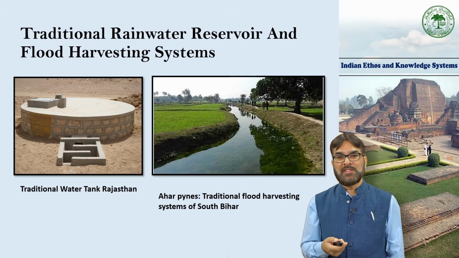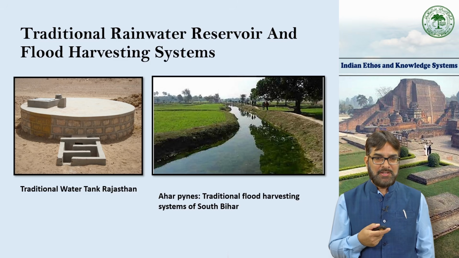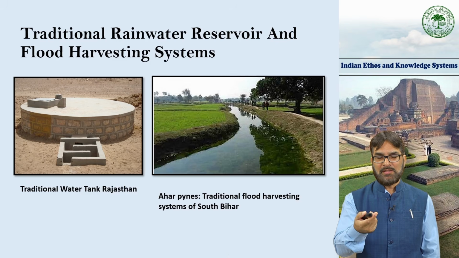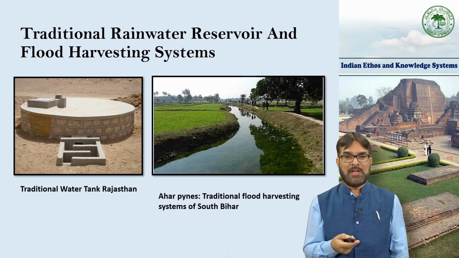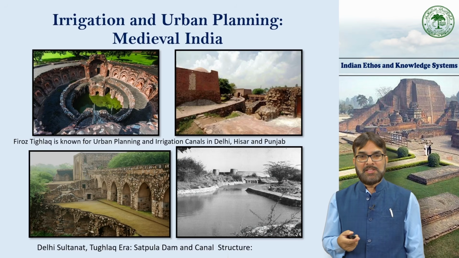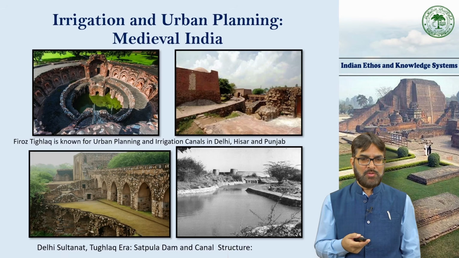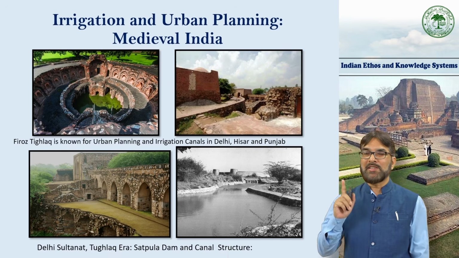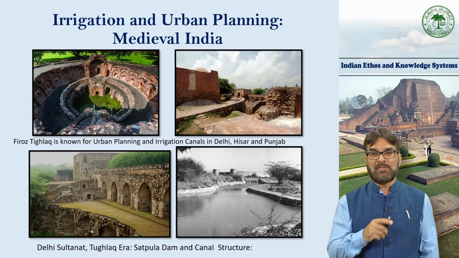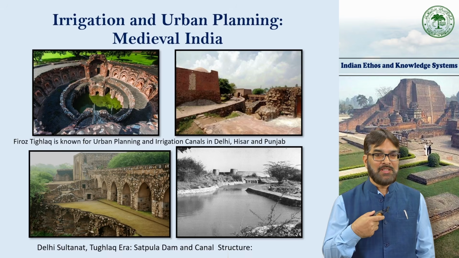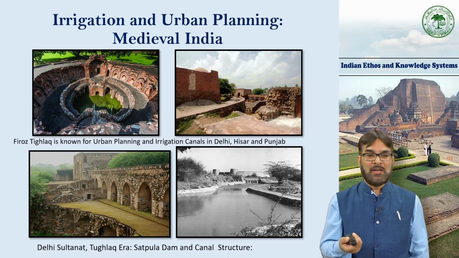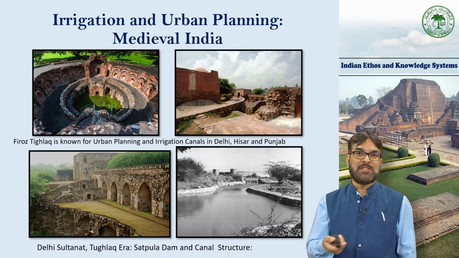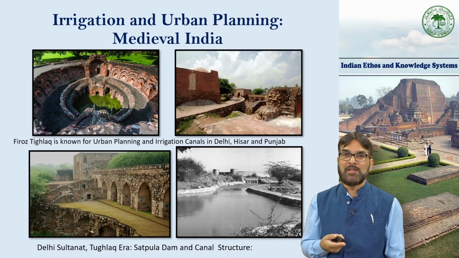Then traditional rainwater reservoir and flood harvesting systems: even today in Rajasthan you find traditional water tanks where rainwater is preserved. And then Ahar Pyne, one of the traditions of flood harvesting systems of South Bihar, has a long history. And then irrigation and urban planning: during medieval India, Firoz Tughlaq is known for urban planning and irrigation canals in Delhi, Hisar and Punjab. In one of the pictures, you can see a fort-like structure. This is the urban structure initiated in Hisar, in modern Haryana, by Firoz Tughlaq. He established an entire city. So, he may be described as one of the precursors of urbanization in medieval India, who developed villages into cities, and he adopted and promoted technology during that period.